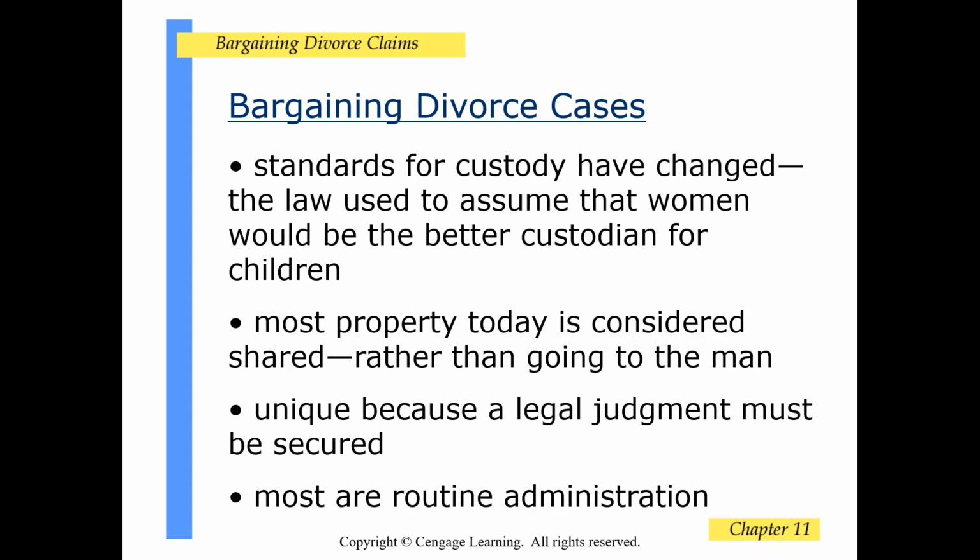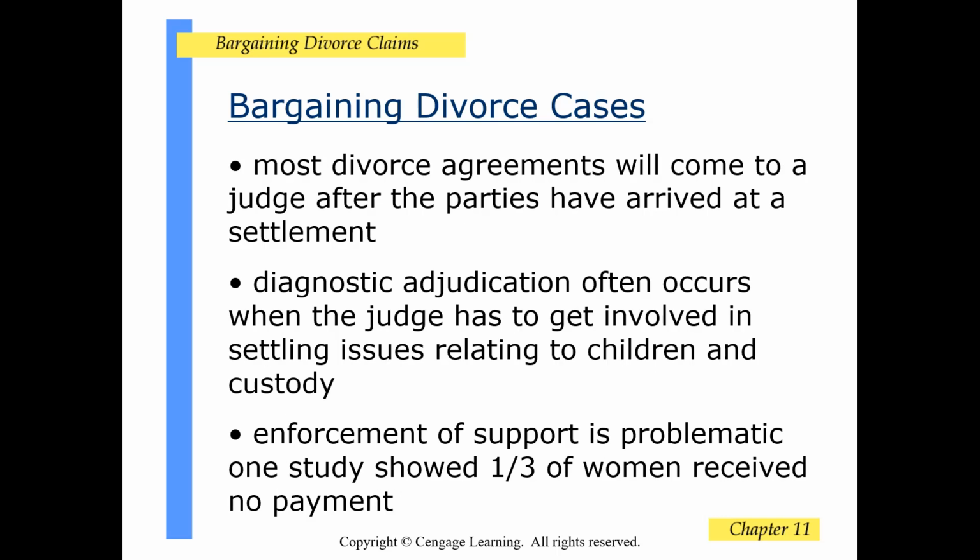A divorce case is unique because a legal judgment must be secured, and most divorce cases are simply routine administration. Bargaining in divorce cases means that most divorce agreements will come to a judge after the parties have arrived at a settlement. Diagnostic adjudication often occurs when the judge has to get involved in settling issues relating to children in custody. One study has shown that only 1/3 of women received no payment of child support that was issued by a judge.